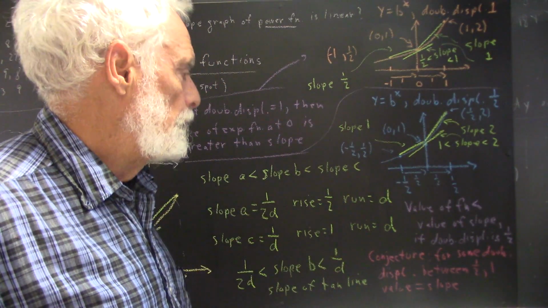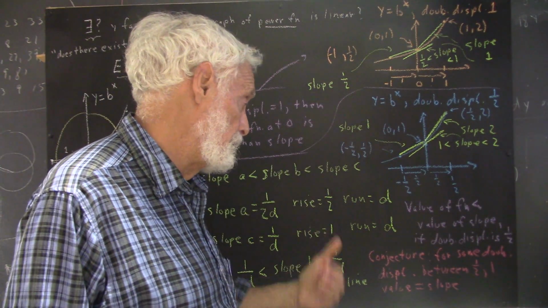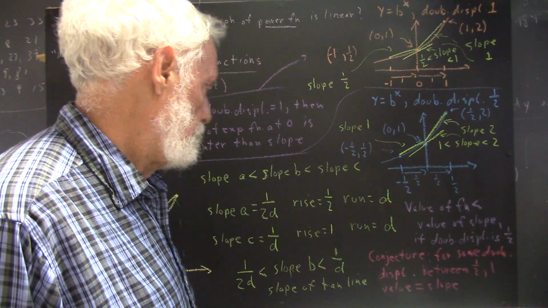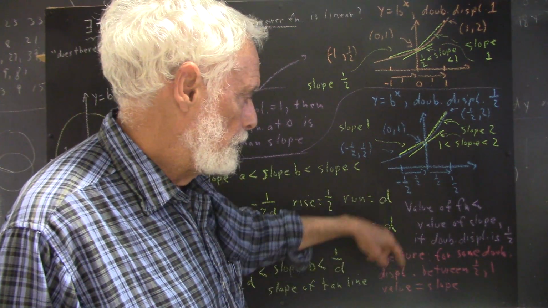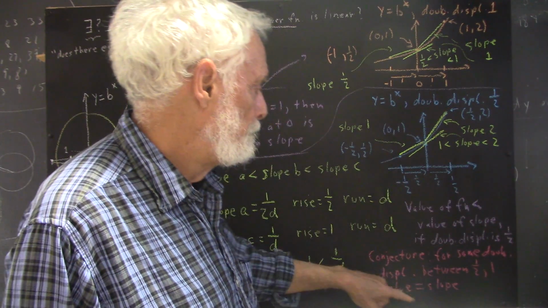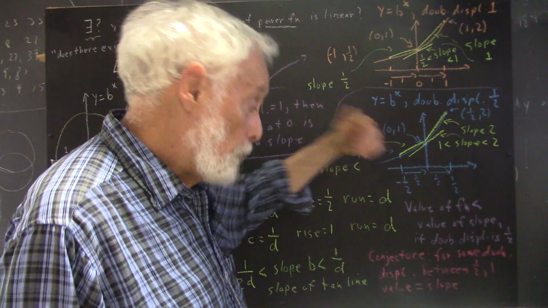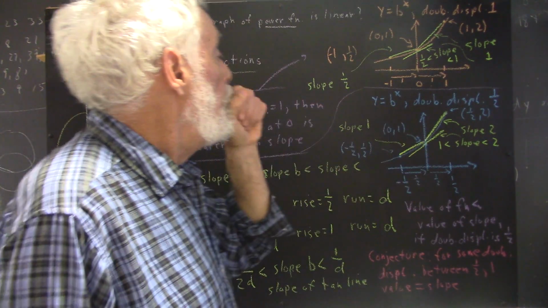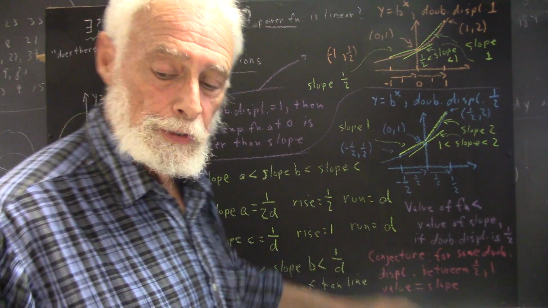Something you should understand at this point, but it was fuzzy for me when I was at your point, so I expect that it's fuzzy for a lot of you. So, the conjecture, for some doubling displacement between 1/2 and 1, the value of the exponential function at the y-axis is equal to the slope at the y-axis. And that's our sweet spot.